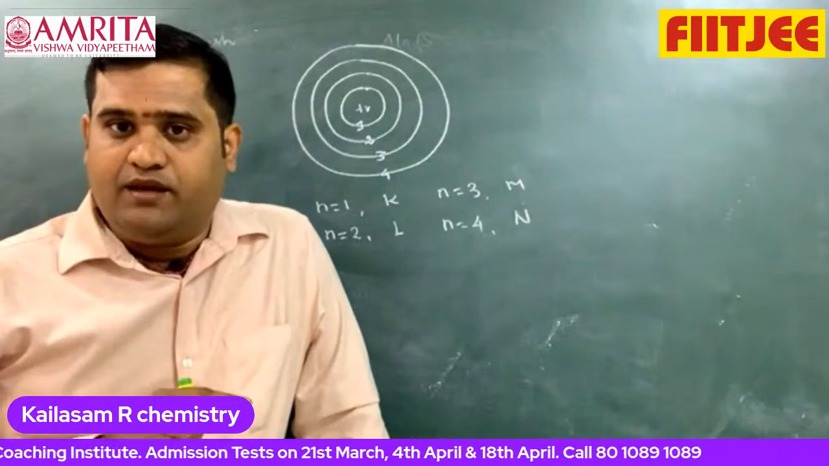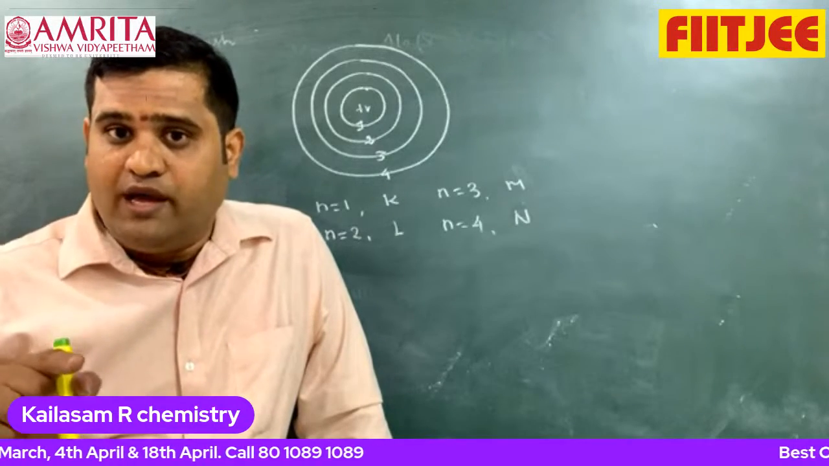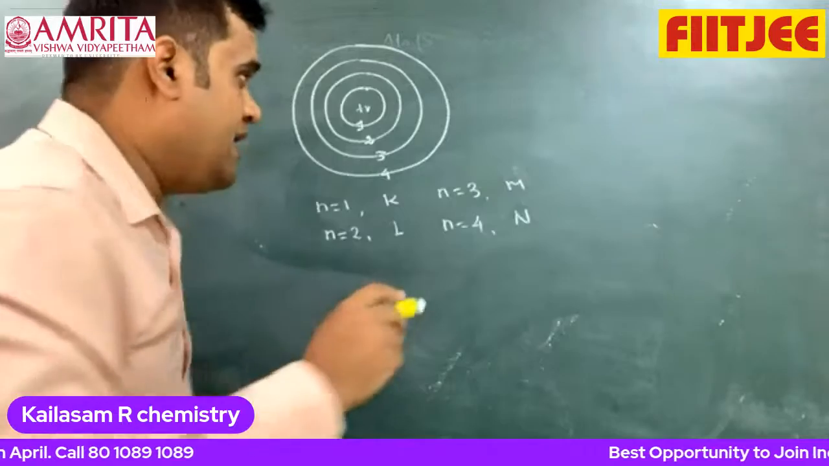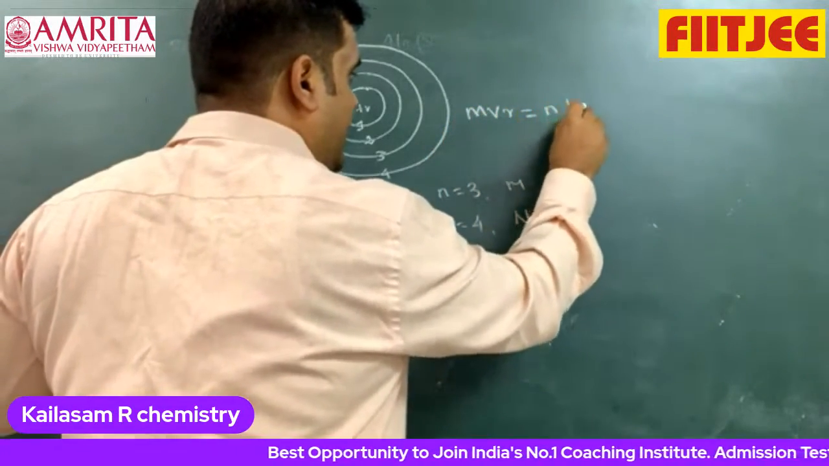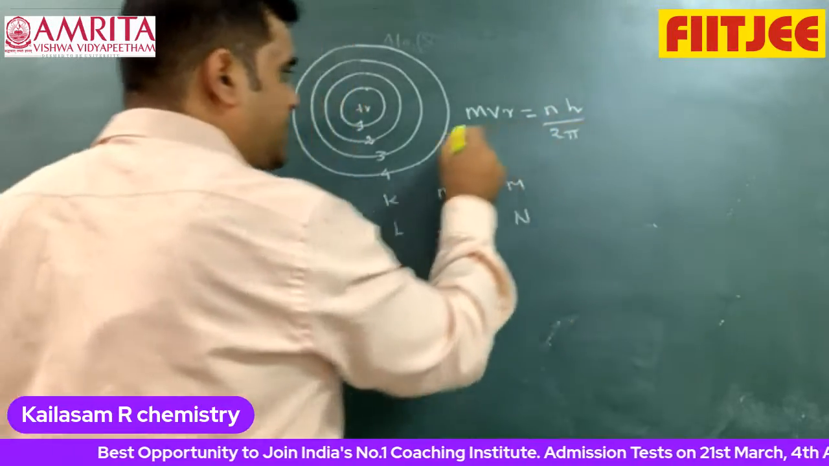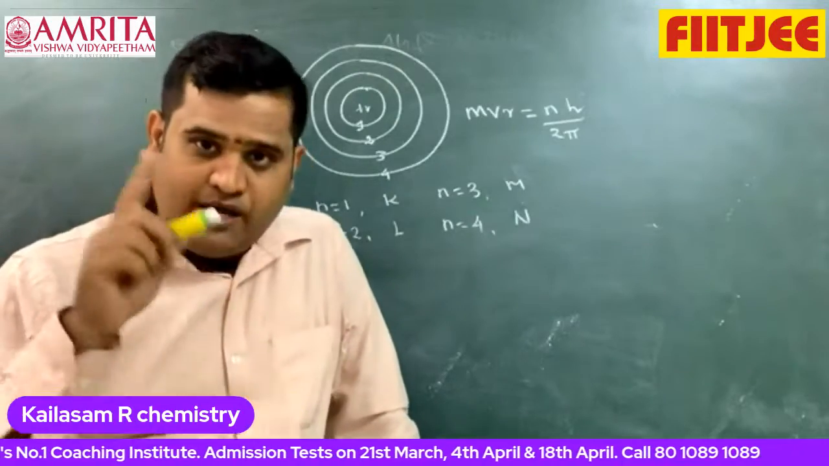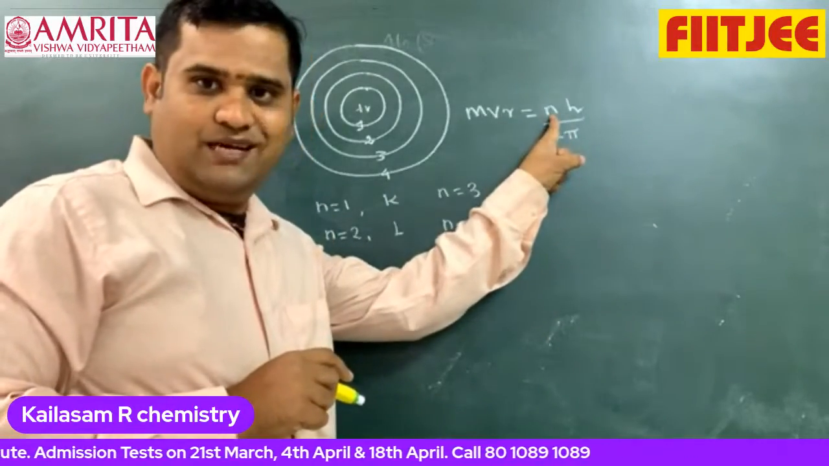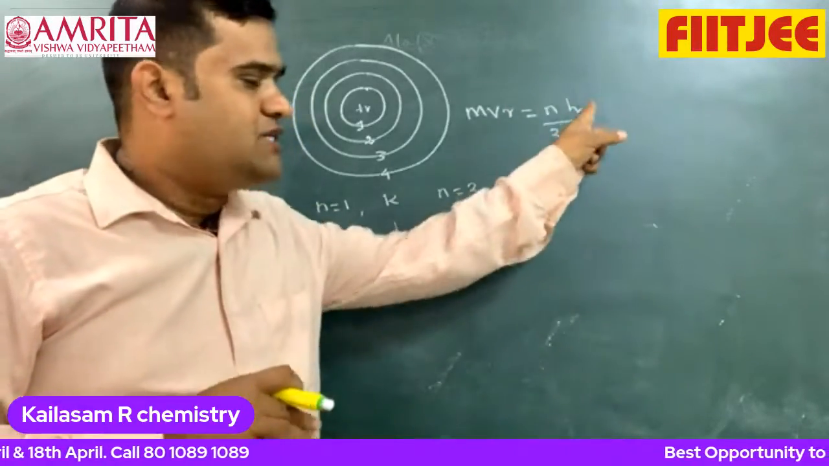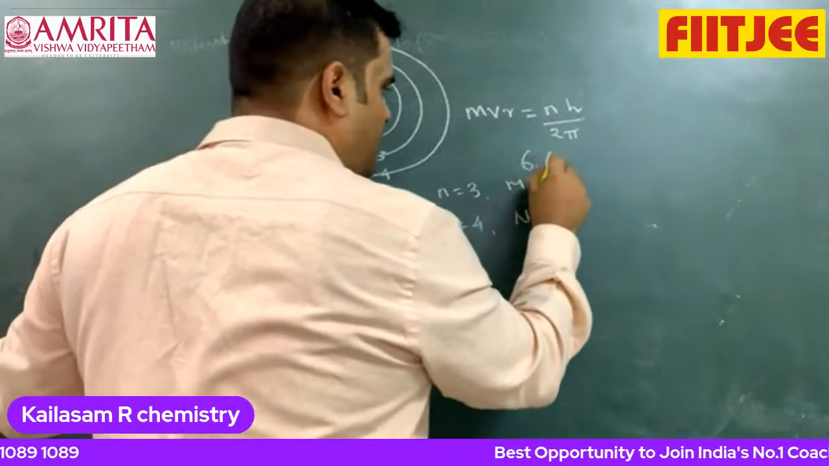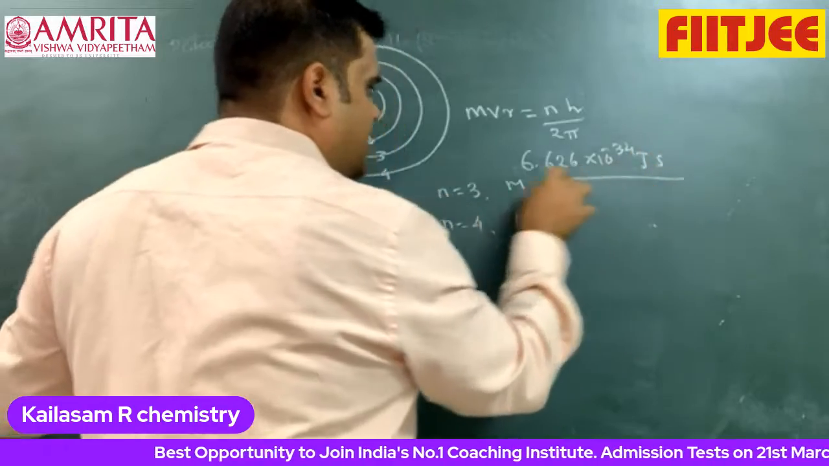Next he said, the angular momentum of an electron in a particular orbit is mvr equal to nh by 2 pi. Angular momentum of electron, mvr is equal to nh by 2 pi. Here m is the mass of the electron, v is the velocity in the nth orbit, and r is the radius of the orbit. Here n is an integer, the principal quantum number. h is Planck's constant, the value of which is 6.626 into 10 power minus 34 joule second.